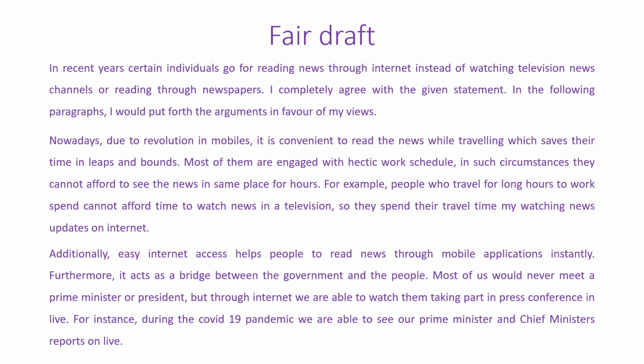Additionally, easy internet access helps people to read news through mobile applications instantly. Furthermore, it acts as a bridge between the government and the people. Most of us would never meet our prime minister or president, but through the internet we are able to watch them taking part in press conferences live. For instance, during the COVID-19 pandemic, we were able to see our prime minister and chief minister's reports live.